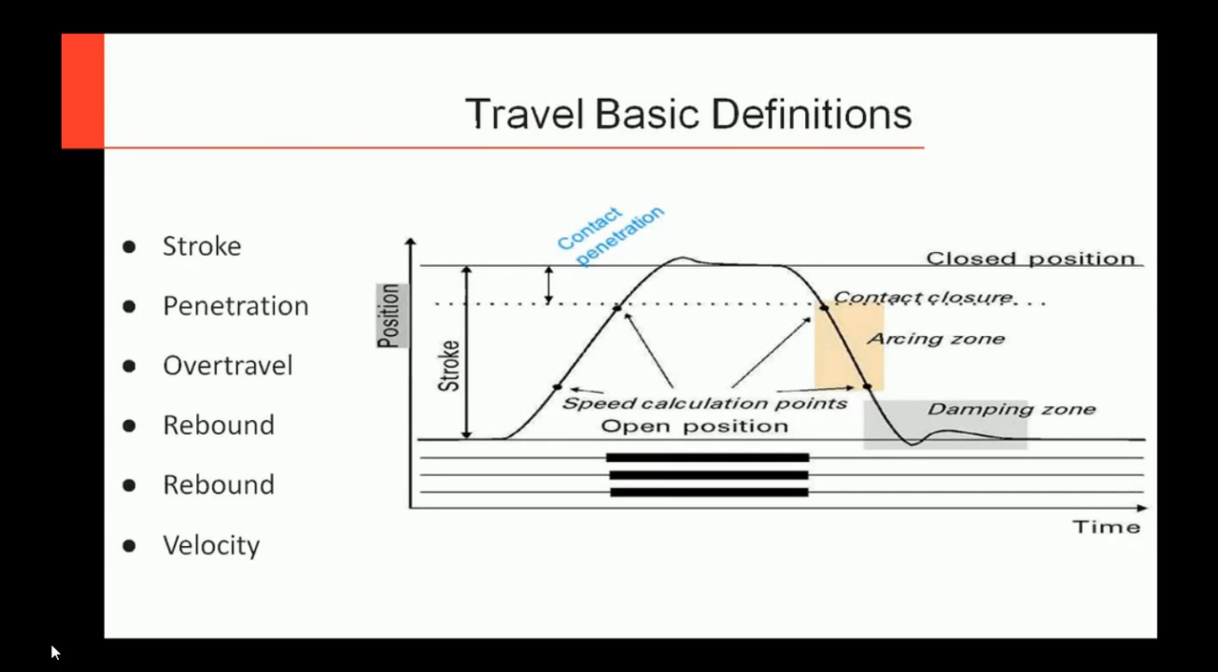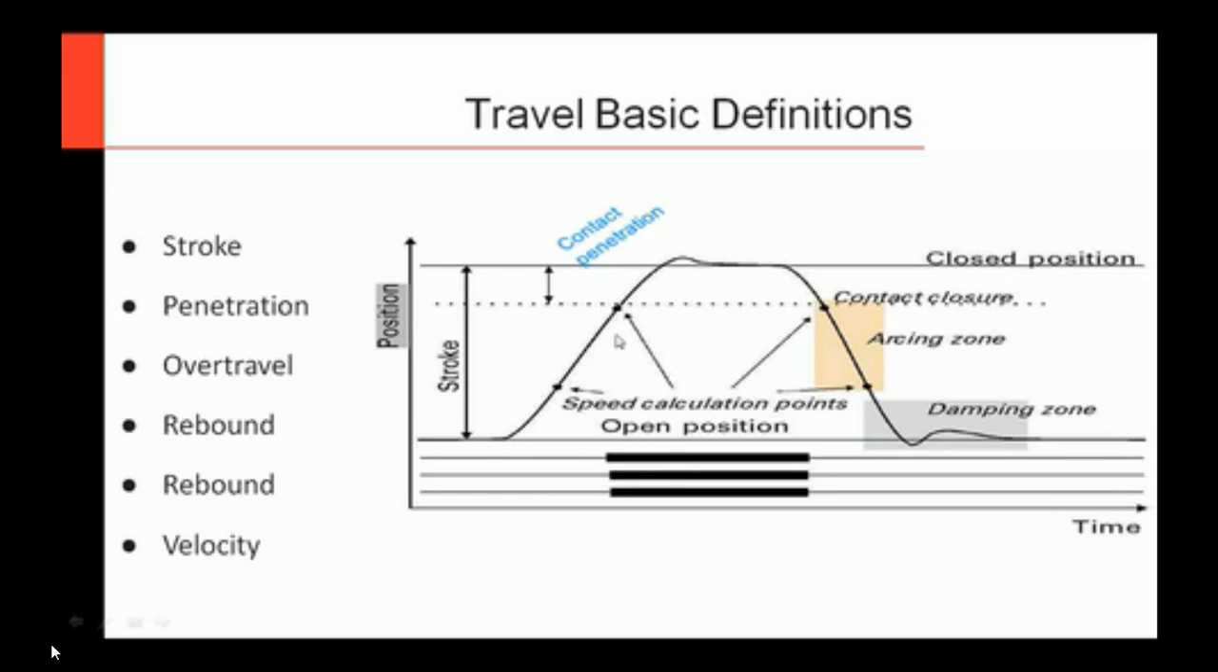So what are we looking for on travel now? As I mentioned before, very important. You want to make sure you hook up your transducer, you're doing your travel trace. A few key parameters to check here are your stroke or total travel distance. So the stroke is from your resting position in the open position until the resting position when the breaker is fully closed. So the difference between those two is the stroke or the travel length of your circuit breaker.